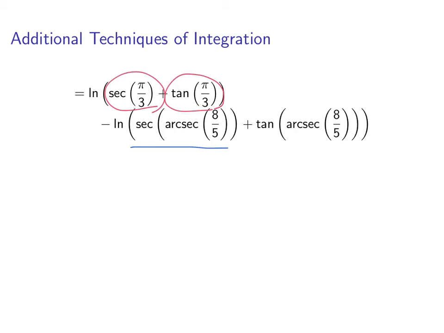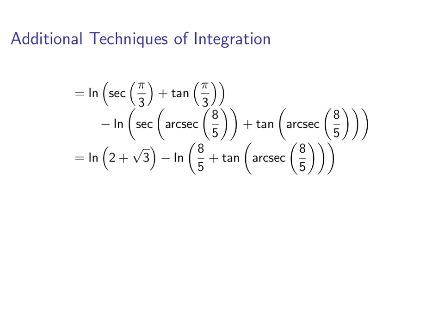Meanwhile, secant of arcsecant of 8/5, well, that's just going to turn into 8/5. Because remember, secant and arcsecant are inverses of each other. Okay, secant of pi over 3 is 2. Tangent of pi over 3 is root 3. Make sure you can work those out. All right, so we're going to get this. Log of 2 plus root 3 minus log of 8/5 plus tangent of arcsecant of 8/5.